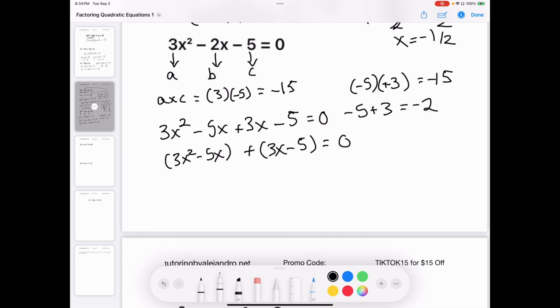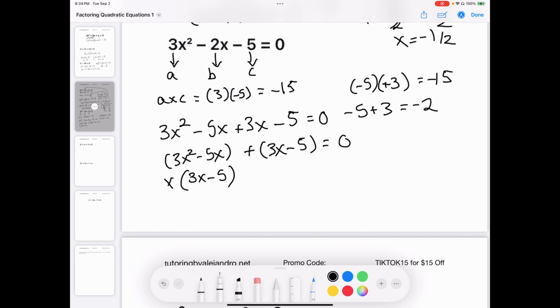So for the first binomial, there is no common factor in terms of the coefficients, right? But we do have an x term in both 3x squared and negative 5x. So we'll use common factor x. Divide each term by x. So right here on the left, 3x squared divided by x just gives us 3x. And then we have negative 5x divided by x. The x's cancel out, and you're left with negative 5.